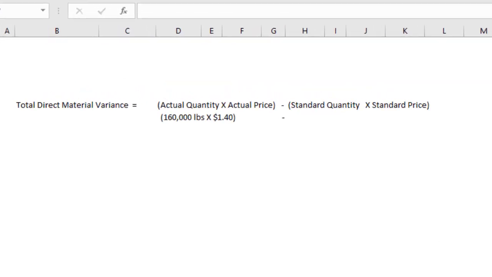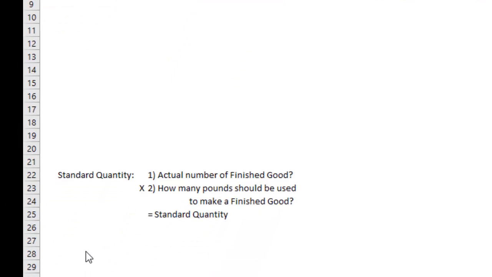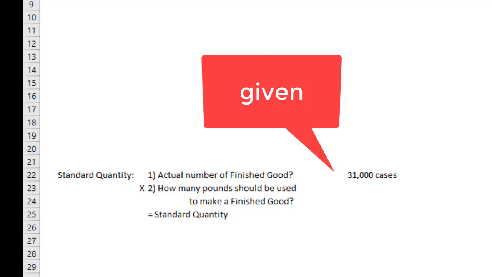Now the standard quantity is a little tricky. We want to know how many pounds of potatoes we should have used to make the potato chips that we actually made. So we need to do a little side calculation here. We're going to calculate the standard quantity to use in the above formula. You say, how many cases of potato chips did we really make? The actual number of finished goods. In this situation, we made 31,000 cases of potato chips. That's really what we generated in our factory.